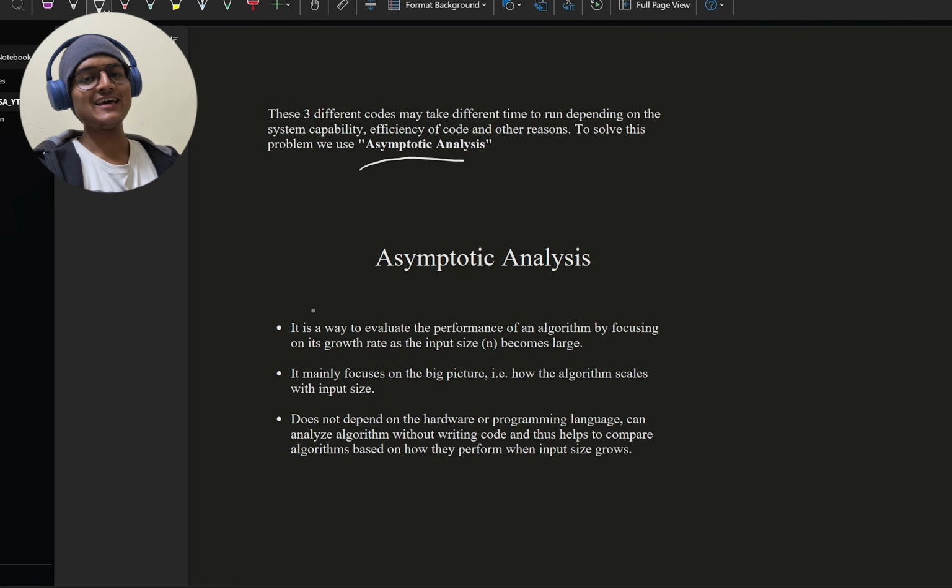So as written on the screen, asymptotic analysis is a way to evaluate the performance of an algorithm by focusing on its growth rate as the input size becomes large.